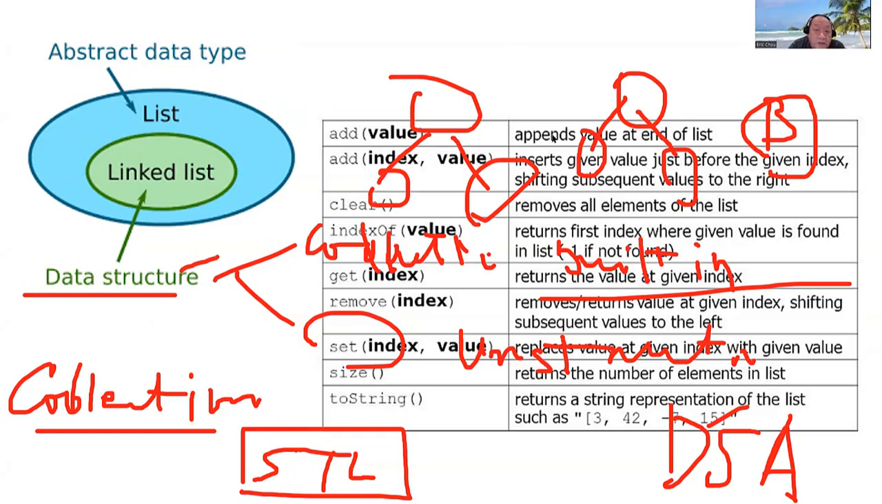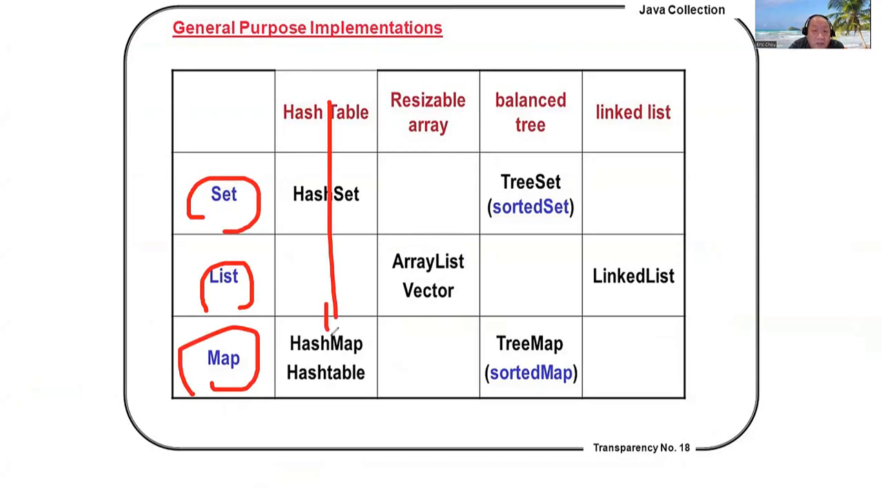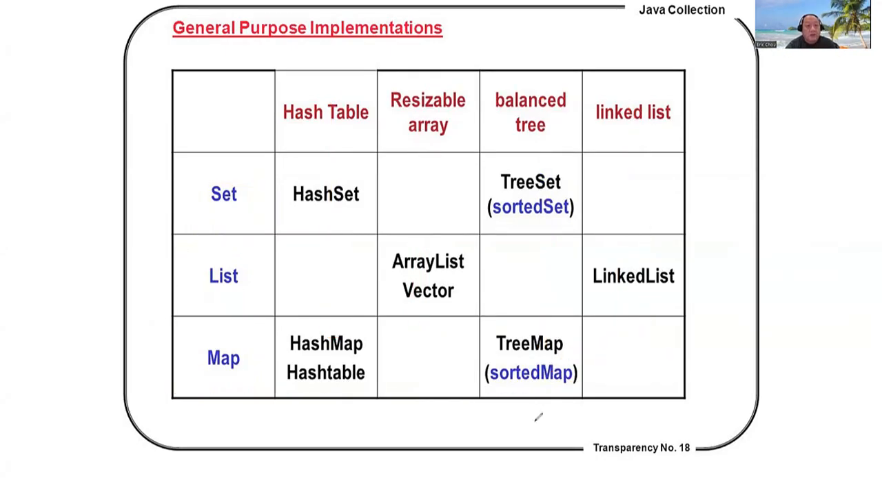How much do you need to learn? If you are a CS student, you need to learn everything. Right here, in the collection, you have set, list, and map, three major types. And you have hash table implementation, balanced tree implementation, resizable array implementation, and linked list implementation, and it ends up with so many different data structures.